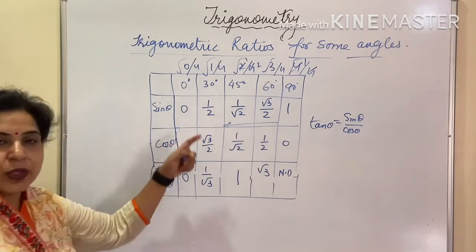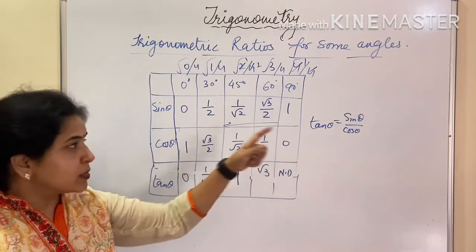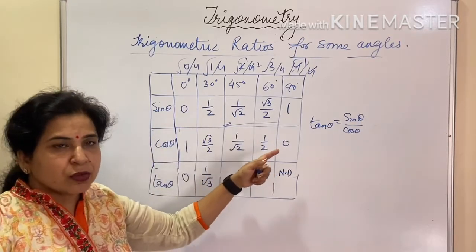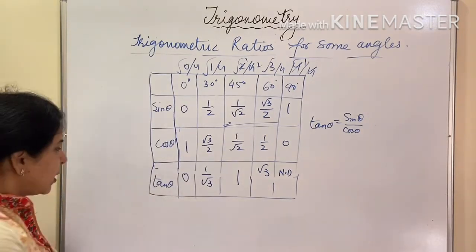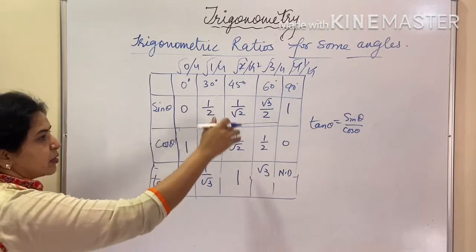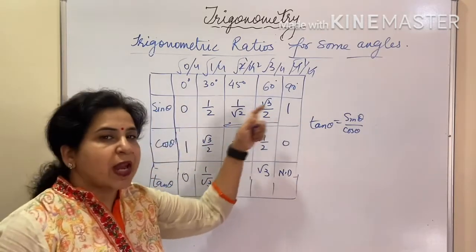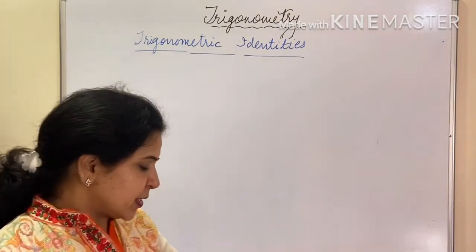So in this way you can write the three columns of trigonometric ratios for some angles. You can learn the values also, but this is the trick you can use for making the table. And for the rest of the three trigonometric ratios, you can take the reciprocals of these values and write them. Now trigonometric identities.